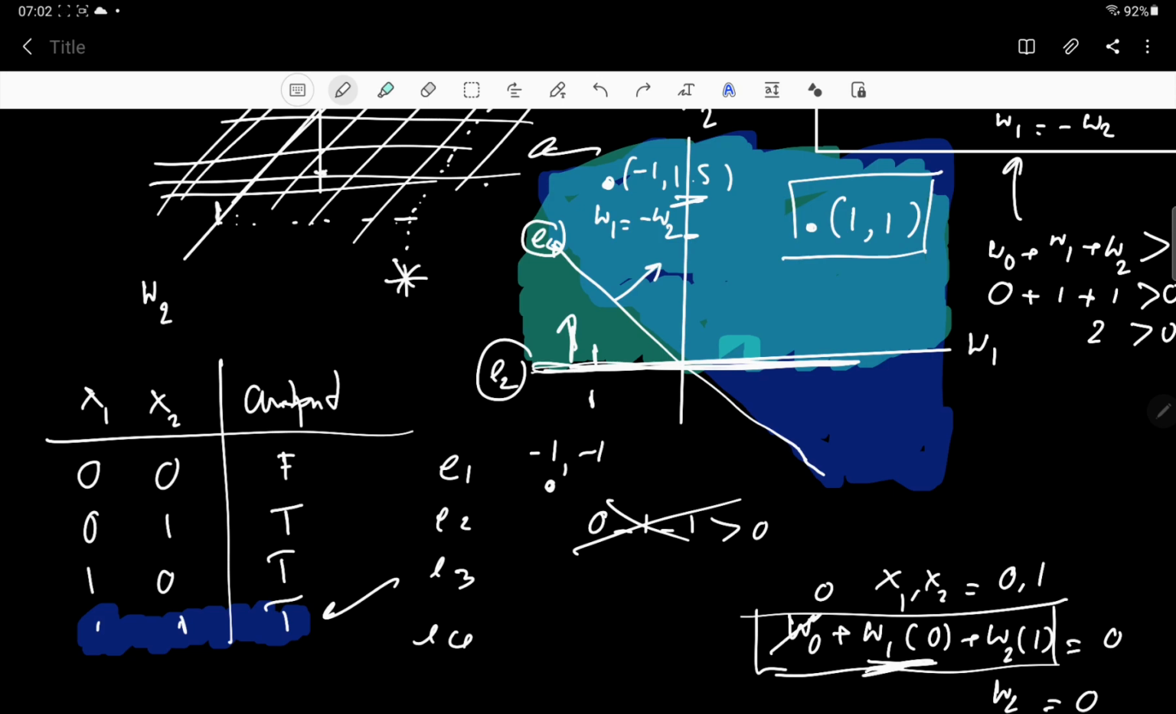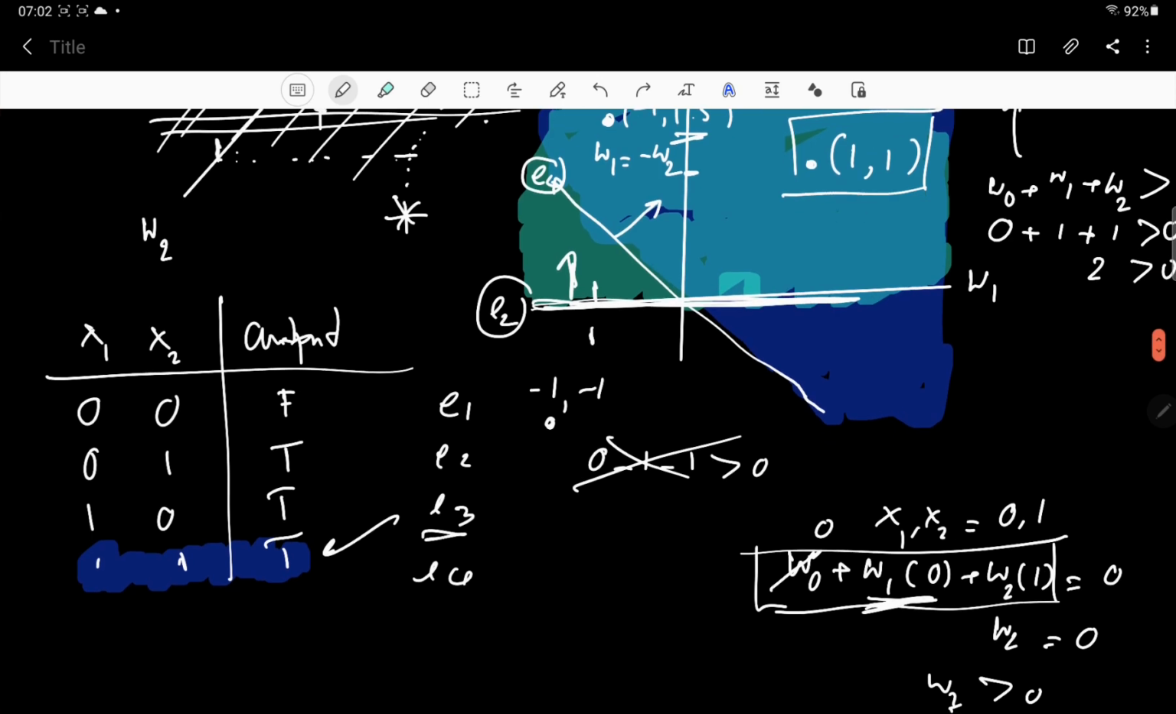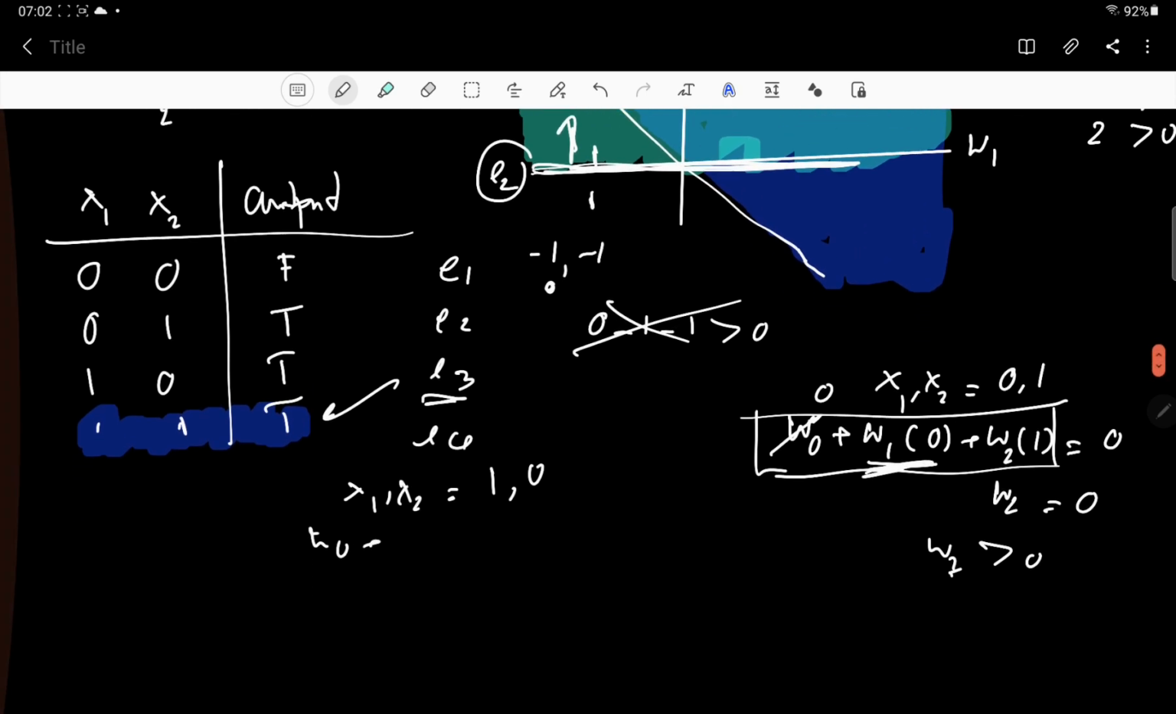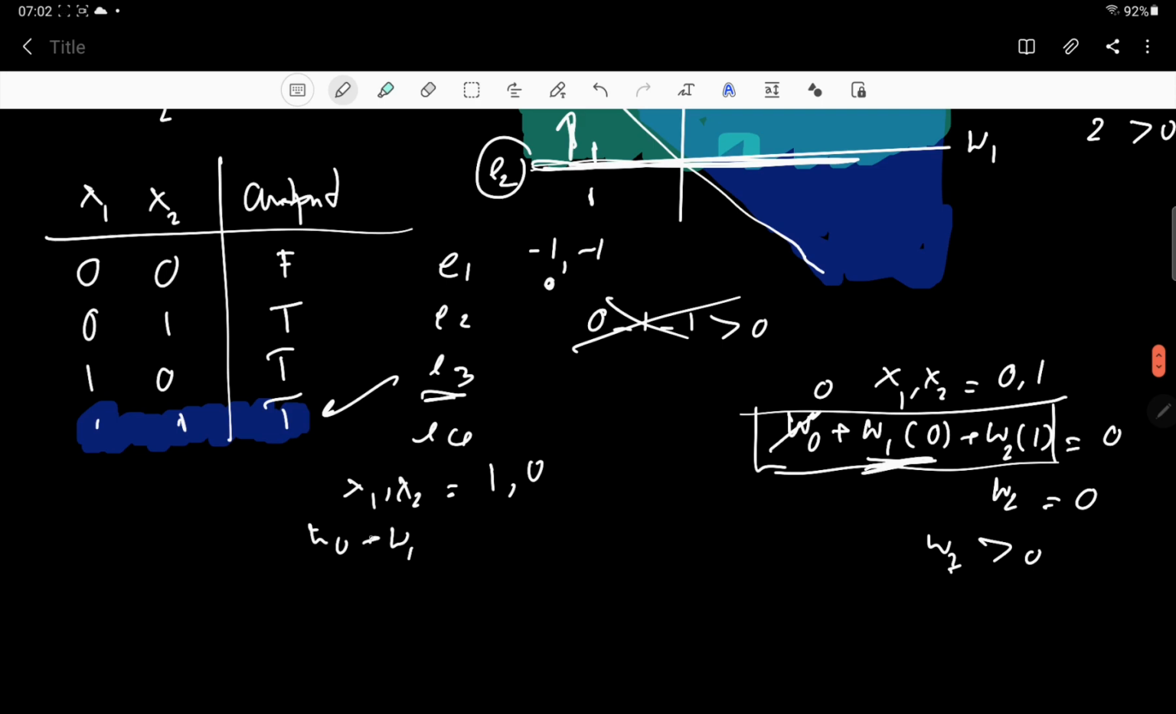So next you have to check with E3. So what is E3? E3 is x1 and x2, they are 1 and 0. So our equation is W0 plus W1 x1, that is 1, plus W2 x2, that is 0. So it must be greater than 0.